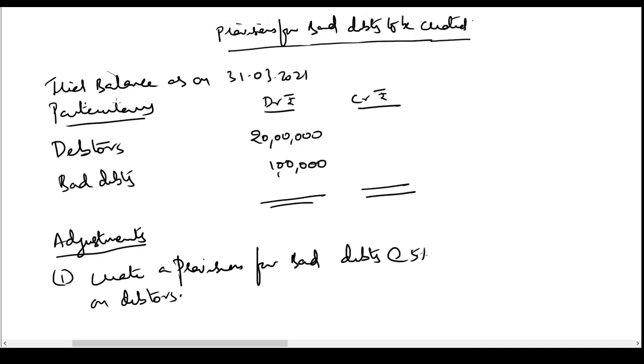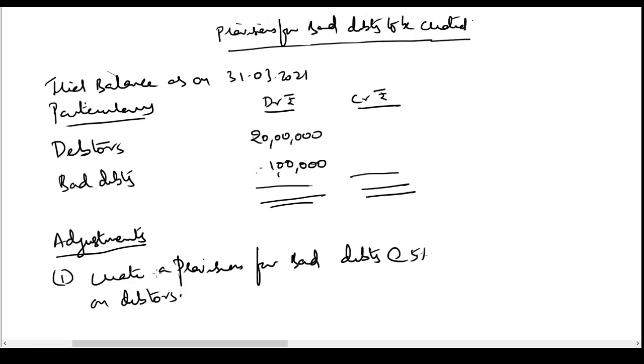Trial balance as on 31st March 21 is given to you. Debtors 20 lakh is the balance given to you. Bad debts is given with a debit balance of 1 lakh. That means an entry has already been recorded for bad debts. It has already been subtracted from debtors. So this debtors figure is after this bad debts of 1 lakh. So this is an extract of a trial balance, a particular portion from the trial balance.